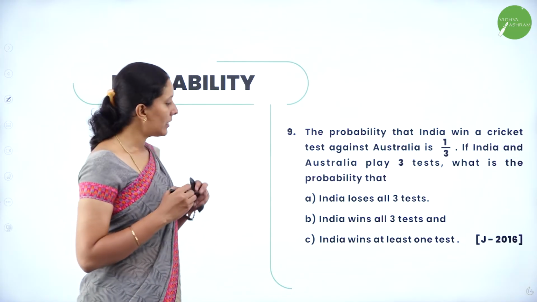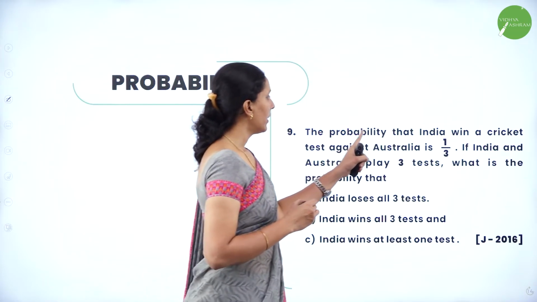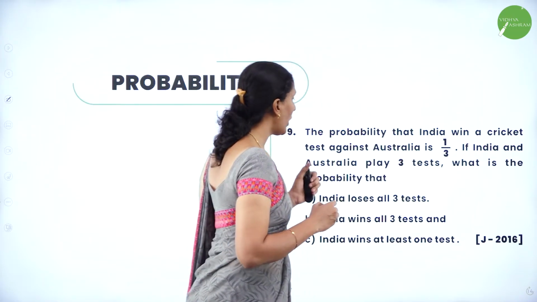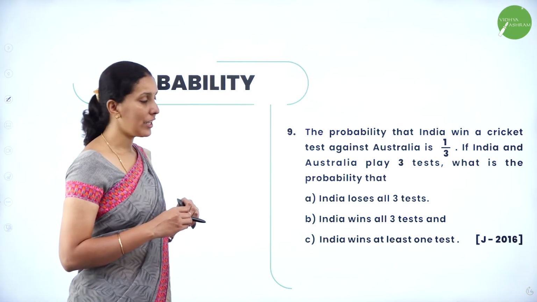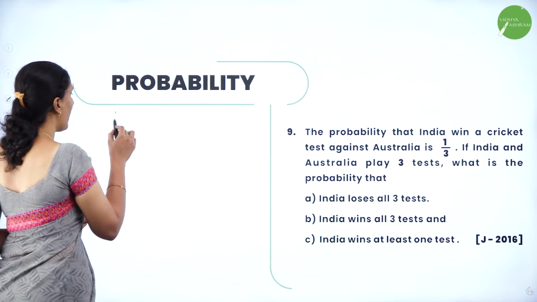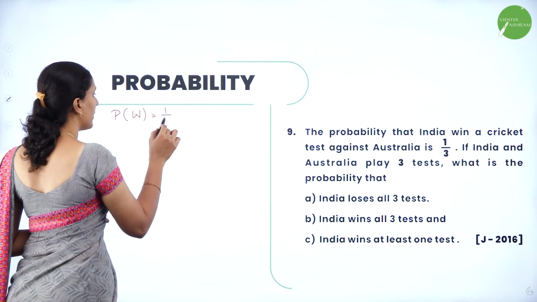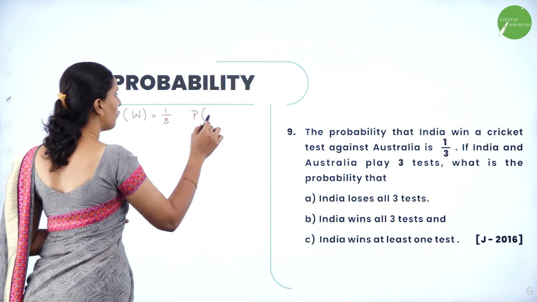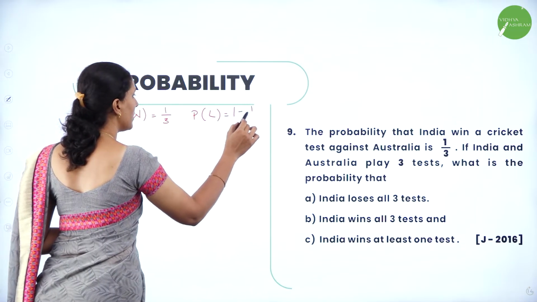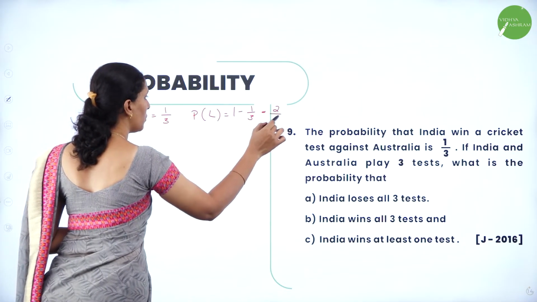So now let us look at the possibilities here. The probability that India wins the test match against Australia is 1 by 3. That is, the probability of winning is 1 by 3. Then what is the probability of losing? It has to be 1 minus 1 by 3, which is equal to 2 by 3.